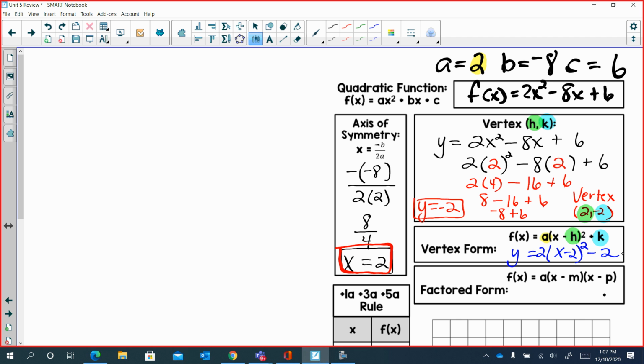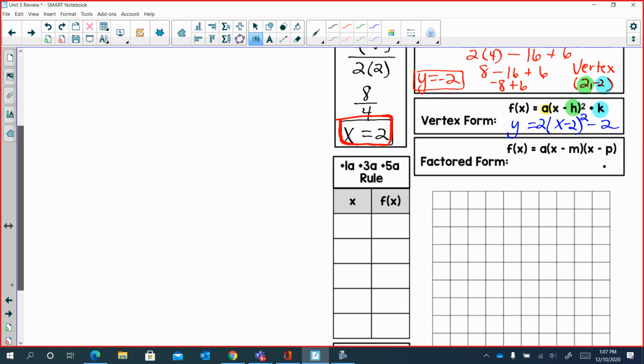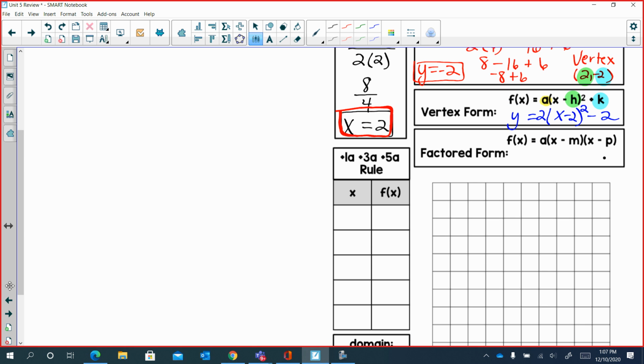Okay. Can I do the factor form now? No, I need to see the graph to do the factor form. Okay. All right, let's practice this rule. What goes in the middle of our table? 2, -2. Put that there. Good. Let's get our axes on here.